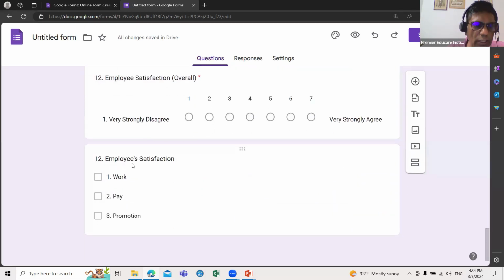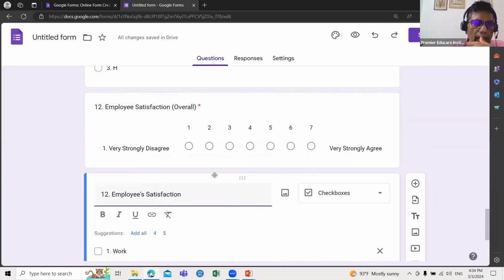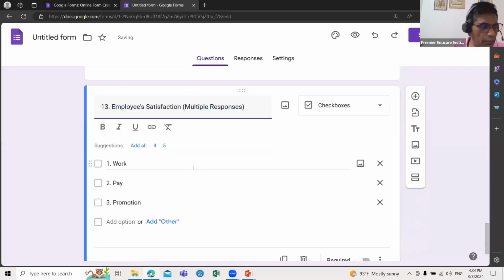Under the 12, you have 13, 14, 15. This is 13. This is multiple responses, multiple choices, multiple responses. Only this question we have in this short questionnaire. Right, so let's go to question number 14. What is the 14?